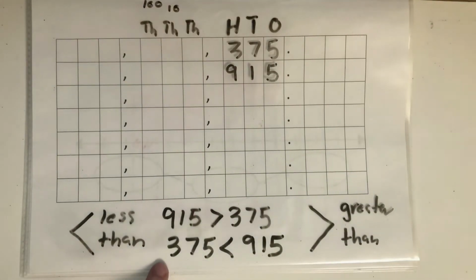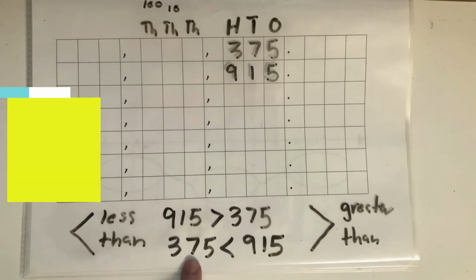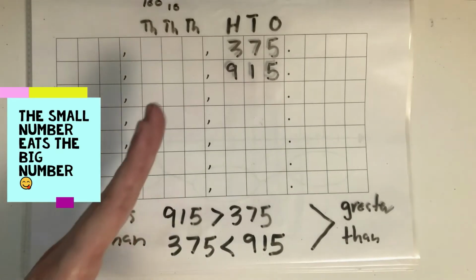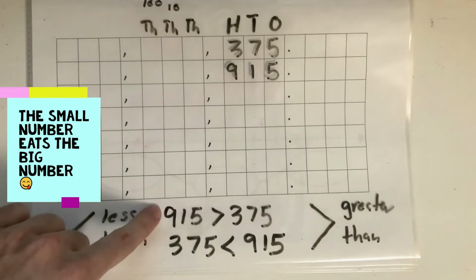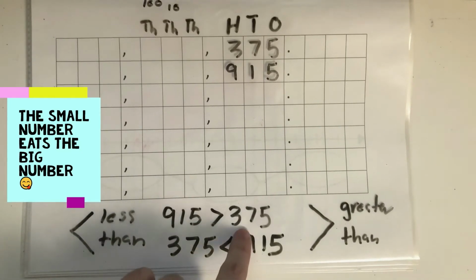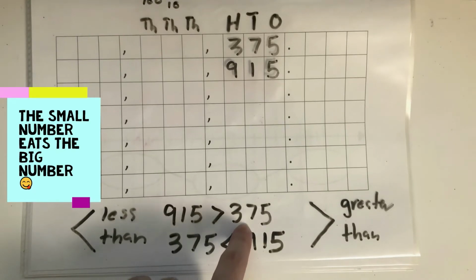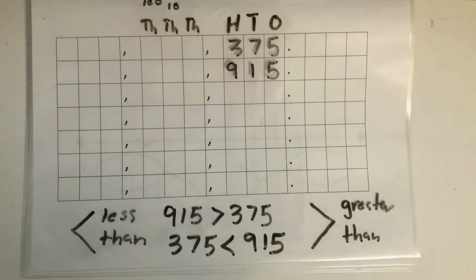Now, see here, 375 is less than 915. 375 is smaller, and if you look at the comparing symbol, it looks like the 375 is eating the 915. Same here. 915 is greater than 375. The small number is eating the big number. Bon appetit. Let's try another one.